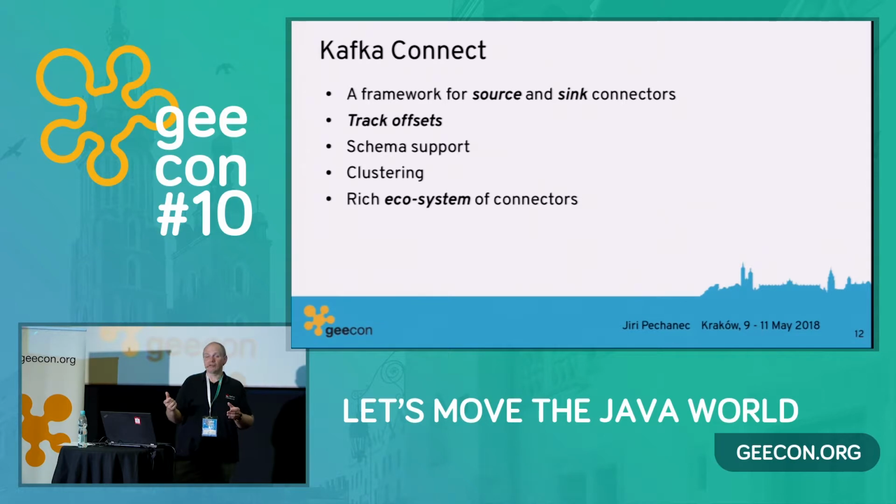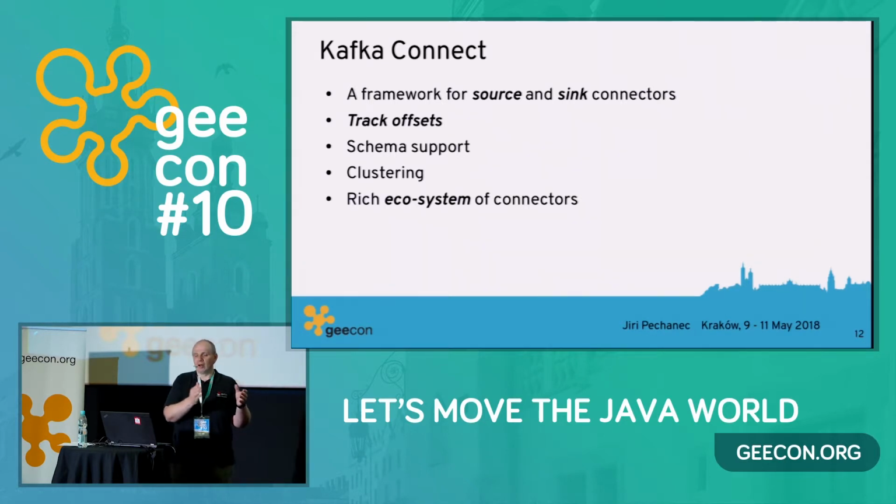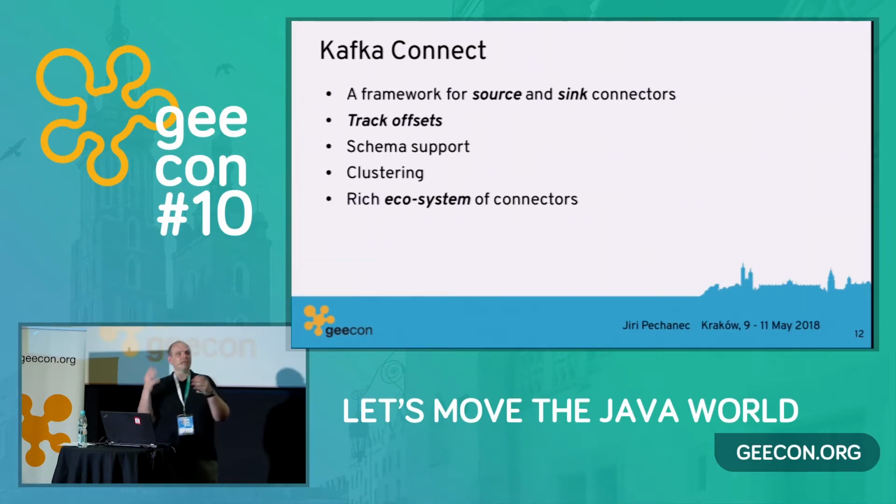Kafka Connect also supports tracking offsets. What is it, tracking offsets? Well, offset in this case is an identifier or location of, for example, a position in the database log that is recorded in Kafka. So in case of crash, we know from where we should start streaming again. So there is a guarantee that no data are lost.